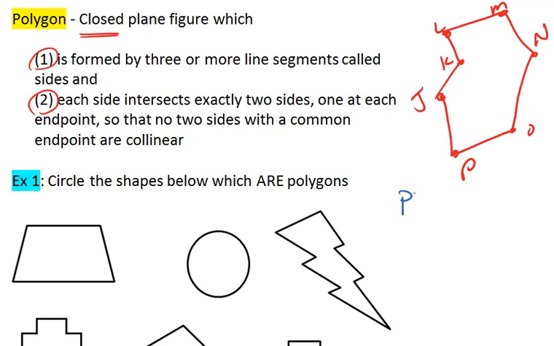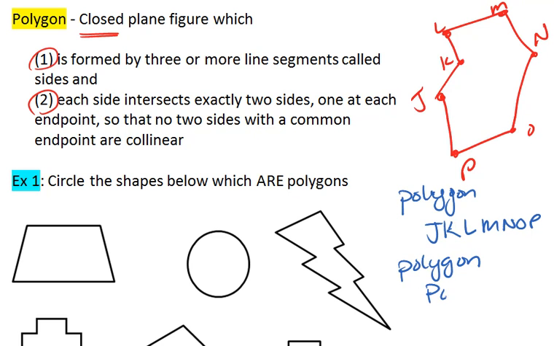This polygon can be named, and this is just one of many names, J, K, L, M, N, O, P. It can also be named polygon PONMLKJ. Each one of those started with one vertex and went around.